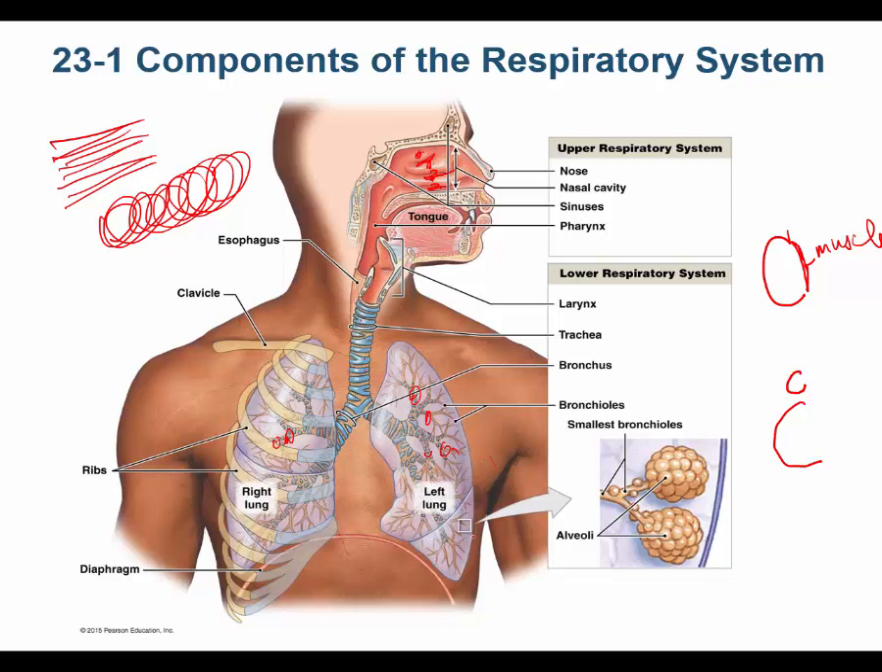It is true that the left lung is only two-lobed and the right lung is three-lobed, and you learned that in lab. Okay.